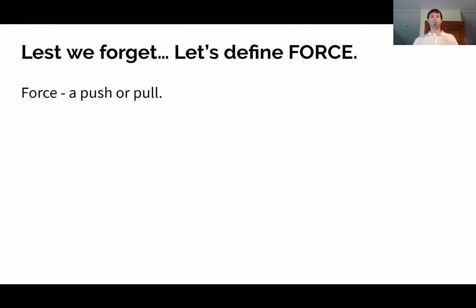So first of all, before we go too far, let's define force. Force in physics is a push or a pull. It's that simple. So if something is being pushed or pulled, we call that a force.